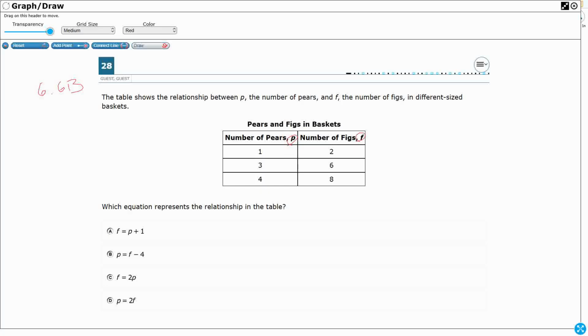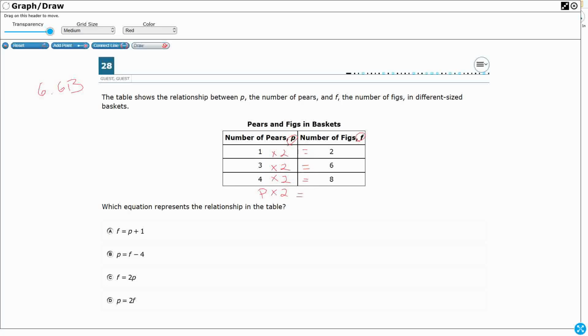Well, let's see this. It's getting bigger. All right, so from 1, I can either add 1 or I can multiply by 2 to get from 1 to 2. Looking down here quickly, it looks like it's going to be times 2. Now, how do I set that up in an equation? Well, the 1, 3, and 4 are each represented by P. So I can say P times 2 is going to equal my F.